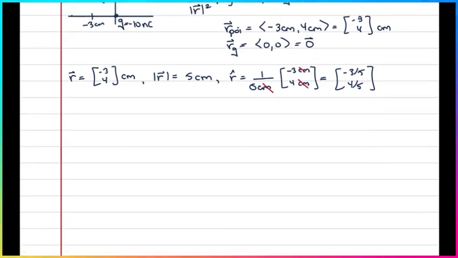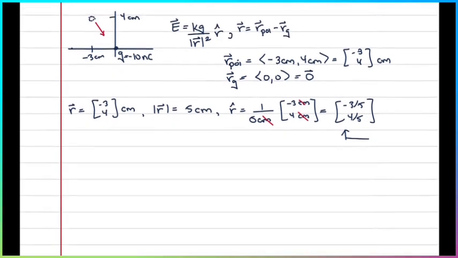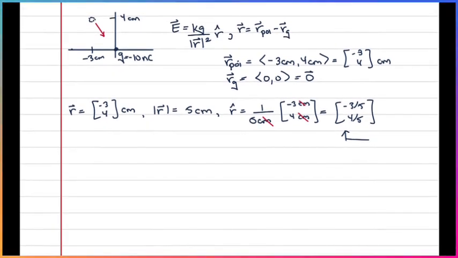So we could ask, does the direction make sense? Looks like this is pointing to the left and up. And this is supposed to be a vector that points to the point of interest from the charge. So it looks like, indeed, I have to go left and up to get here. So it seems like it's pointing in the right direction.